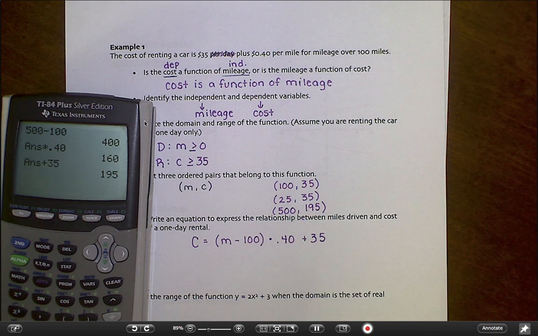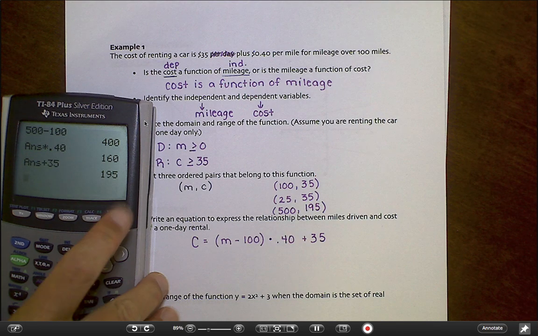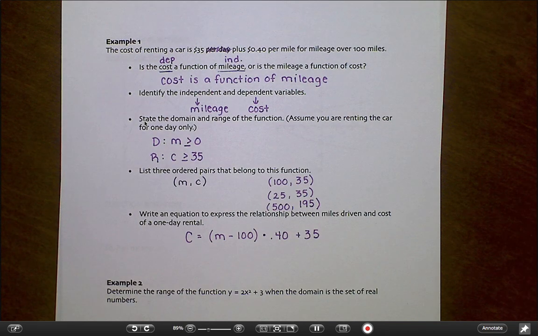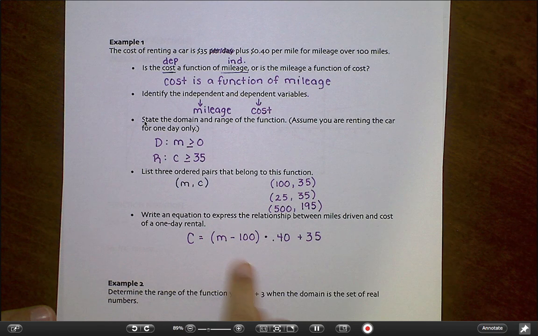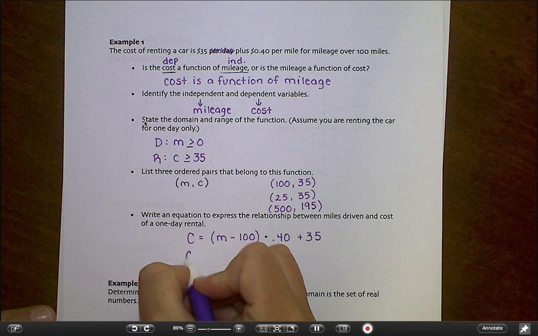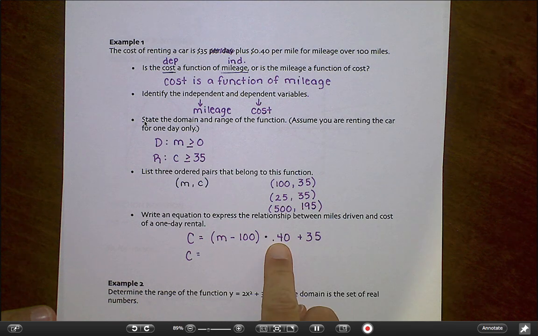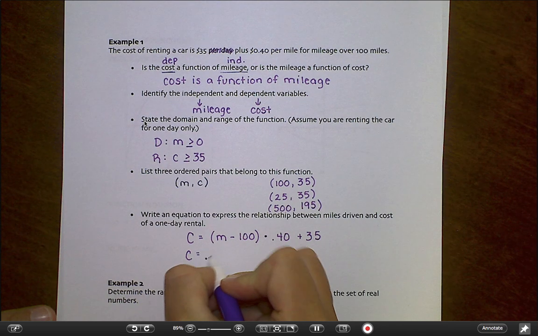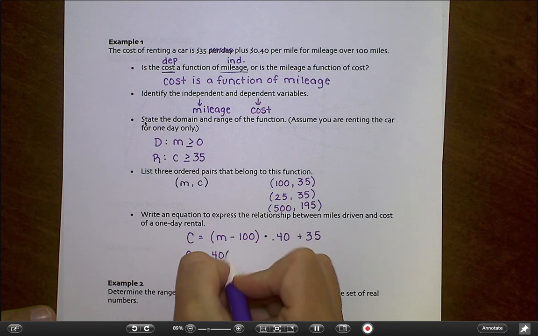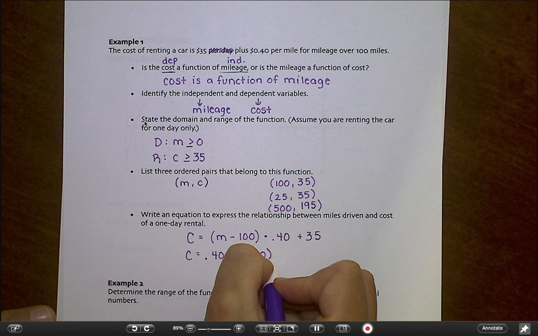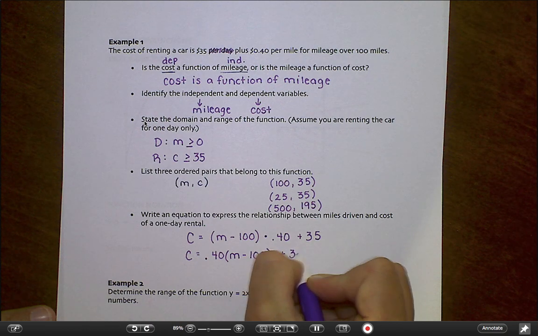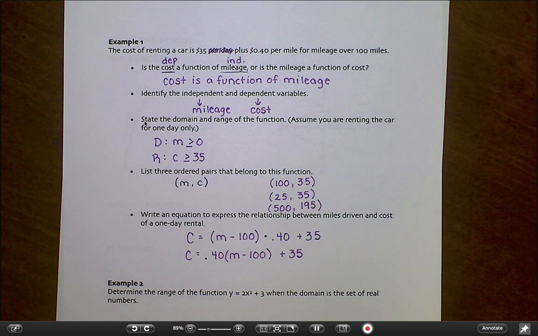So this would work perfectly fine as an equation. I'm going to talk about a couple of things here because this is kind of a complicated situation to do this for. I'm going to clean this up a little bit. The nicer way to write this algebraically would be with that 0.40 first. So I'm going to write 0.40 times M minus 100 plus 35. Okay. If you can come up with that equation, I am quite happy for our first day of Algebra 2.